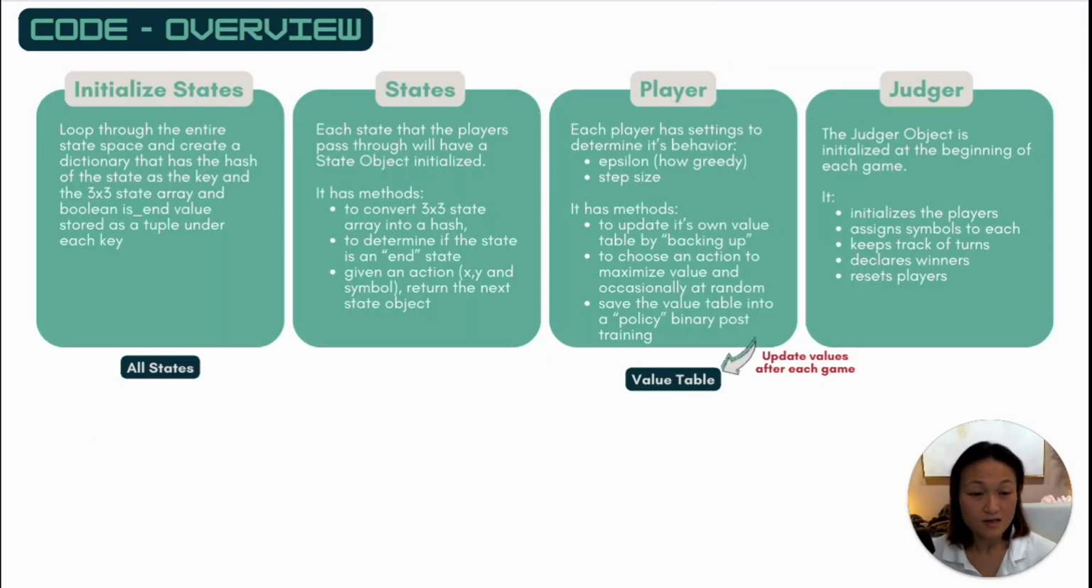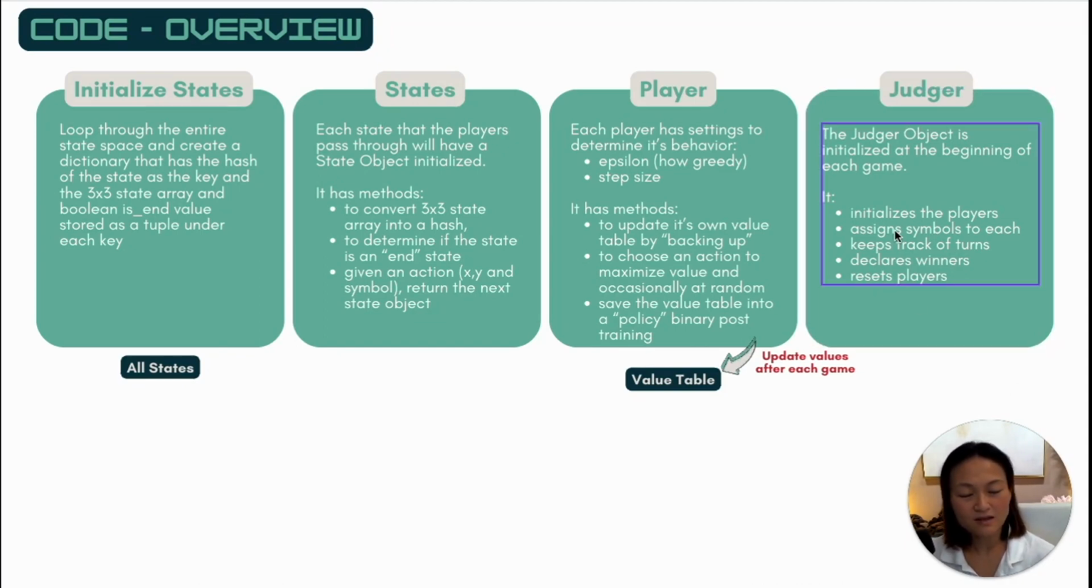All right, so let's look at this last one. It's called the judger class. So what the judger does is to pull players together and initialize a sequence of games. It assigns the symbols to each of them. It keeps track of whose turn it is. It declares the winners, and it resets the players.